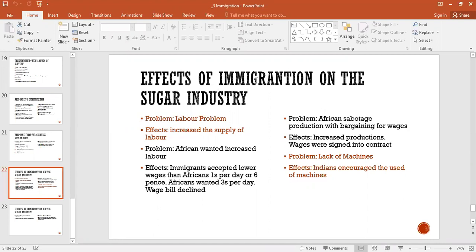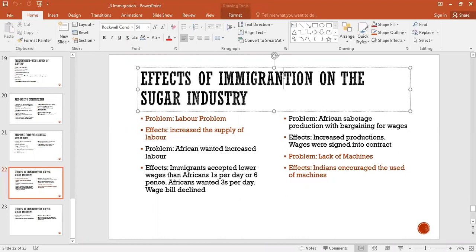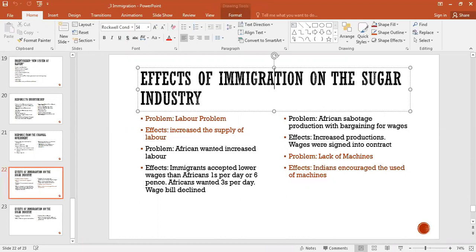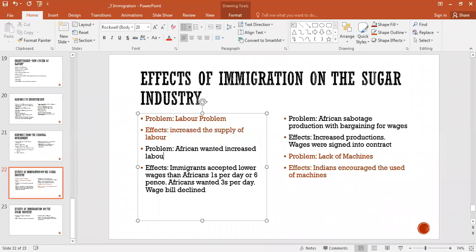Because if they ask you a question in the exam about the effects of immigration on the sugar industry, you need to first tell them what the problem was, and based on the problem, you assess the effects. So one of the problems was the labor problem. What was the effect? You're going to have increased supply of labor. Another problem: Africans wanted increased wages. The plantation could not increase wages.